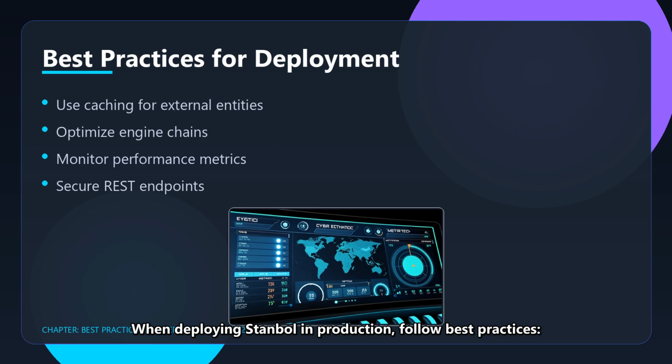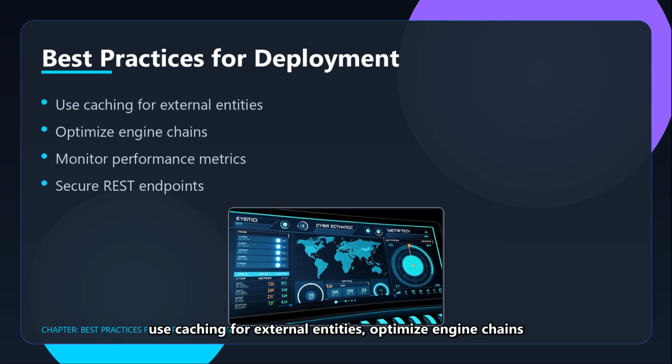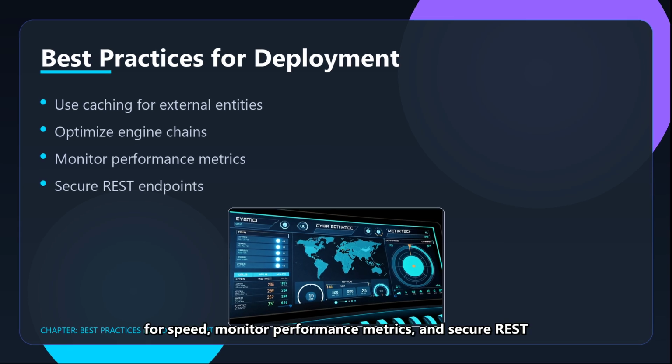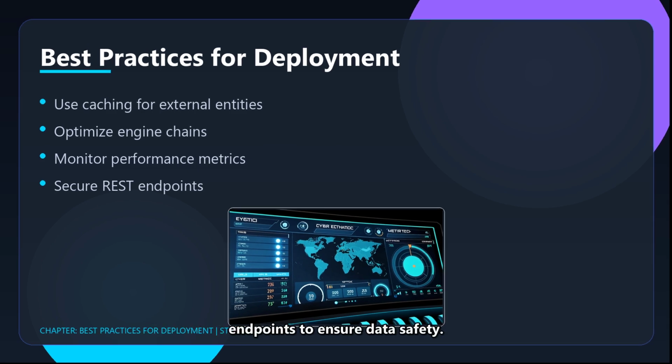When deploying Stanbol in production, follow best practices. Use caching for external entities, optimize engine chains for speed, monitor performance metrics, and secure REST endpoints to ensure data safety.